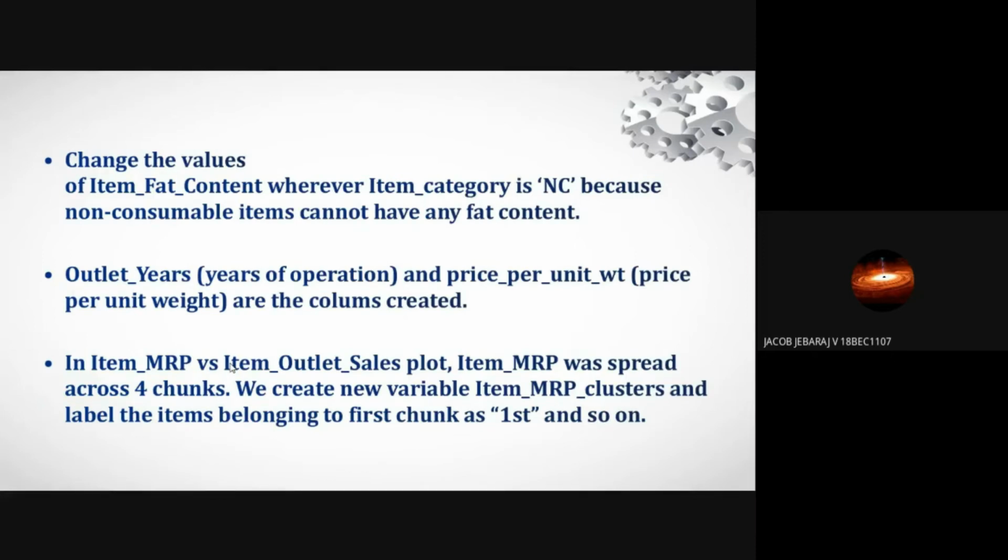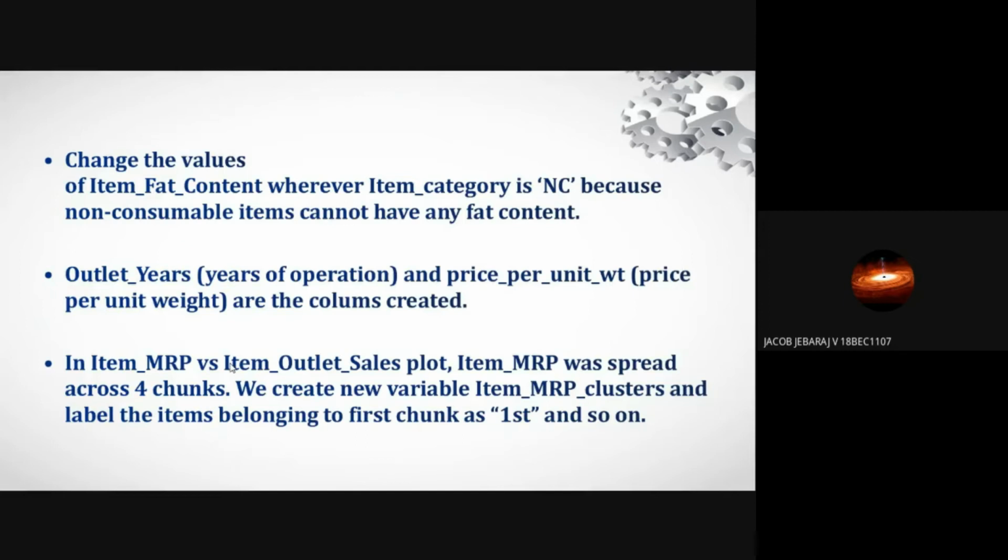Next, we have created three categories using the item identifier: drinks, food, and non-consumable. Using that, we can separate them: non-consumable items do not have any fat content, so we can completely remove the fat content from the non-consumable items. Yeah, NC denotes non-consumable.